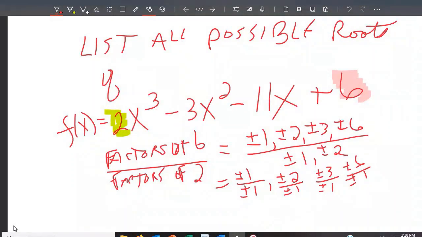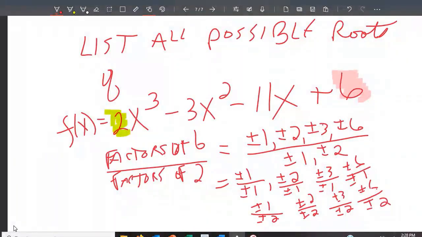Alright, so that's doing the 1. Then you turn around and you'd say, okay, plus or minus 1 divided by plus or minus 2. Plus or minus 2 divided by plus or minus 2. Plus or minus 3 divided by plus or minus 2. Plus or minus 6 divided by plus or minus 2. Now, you're going to simplify these. I'm going to come over here to the next slide.